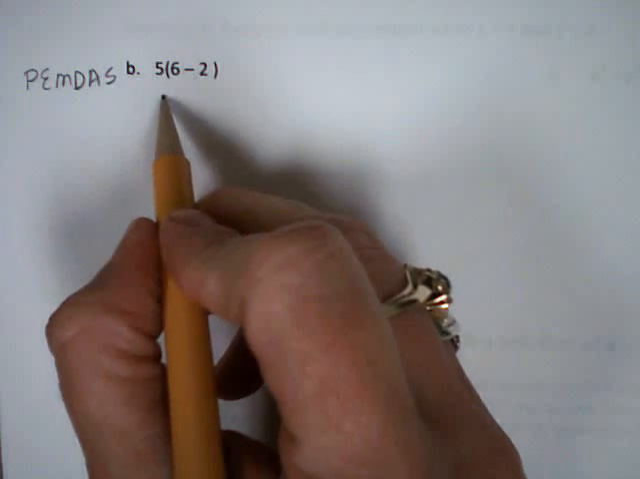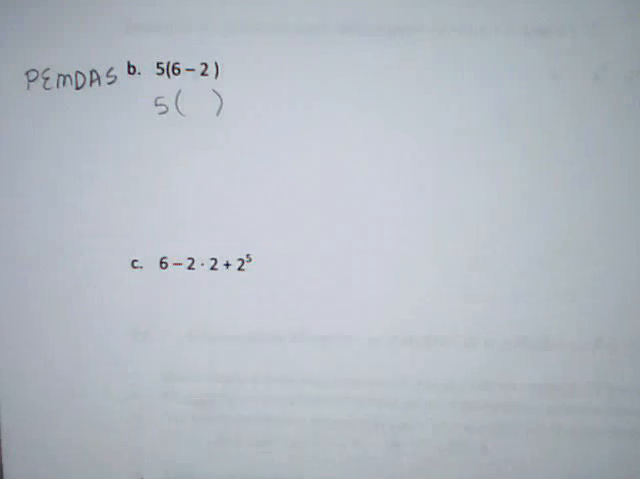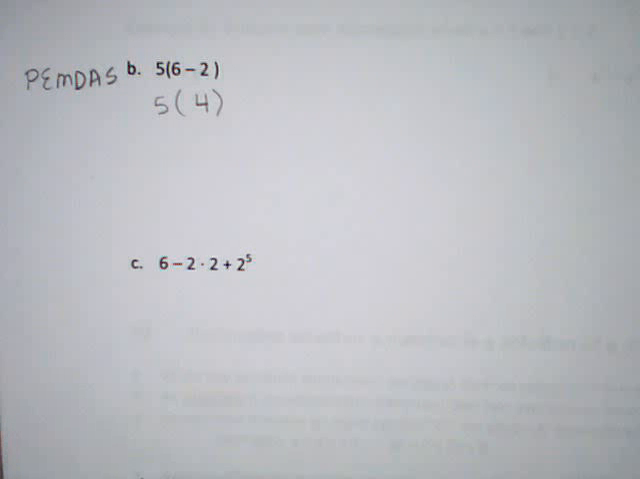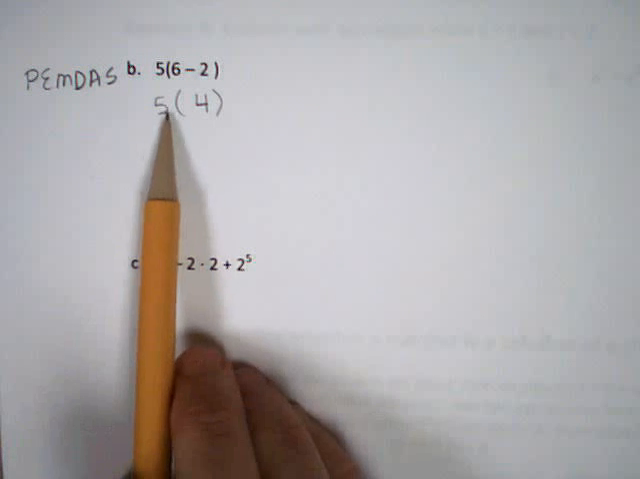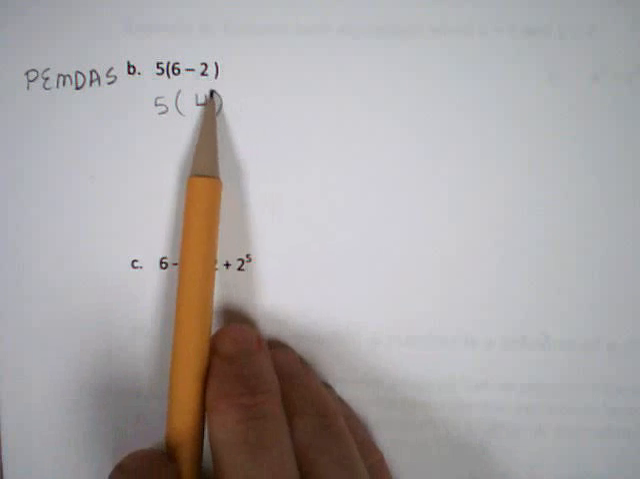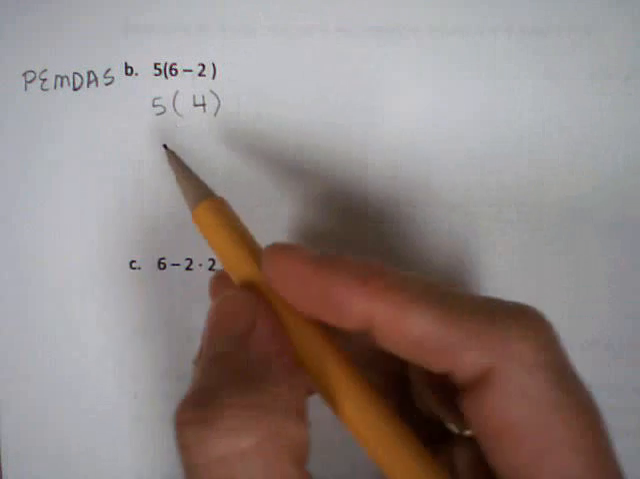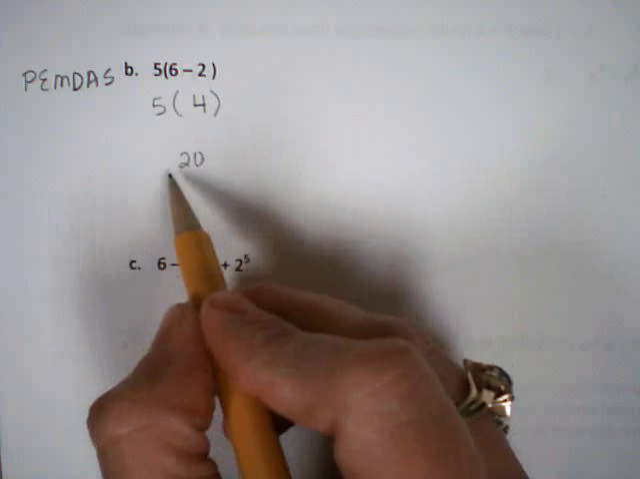So I'm going to bring down the 5. In parentheses, 6 minus 2 would be 4. Now if we don't see a sign between the 5 and this opening parenthesis, this means it's understood multiplication. So 5 times 4 would be 20.